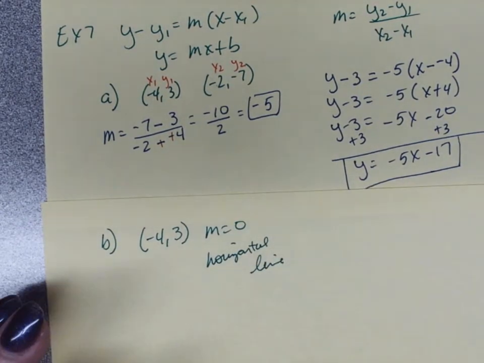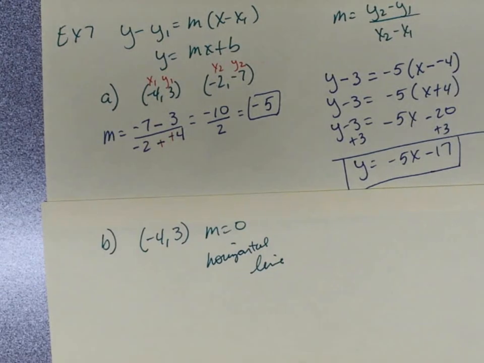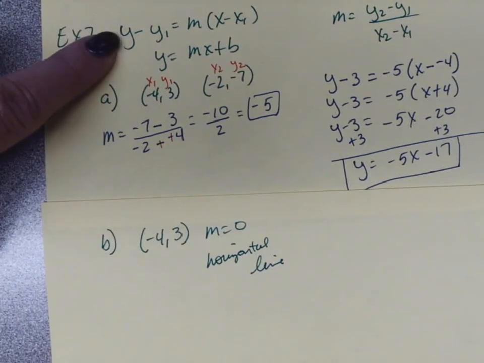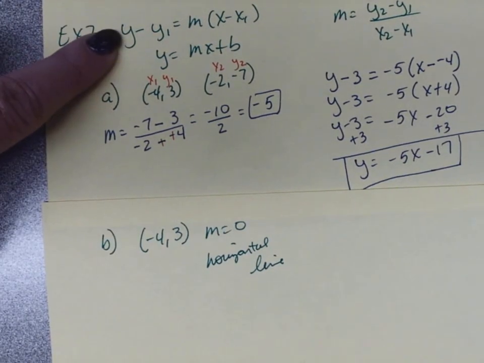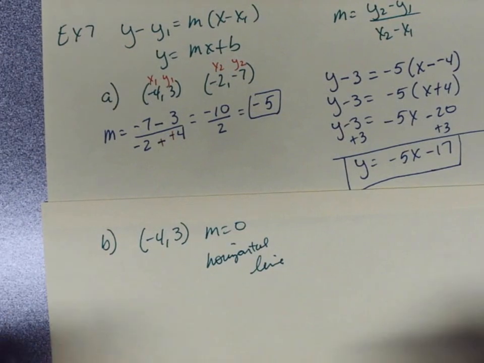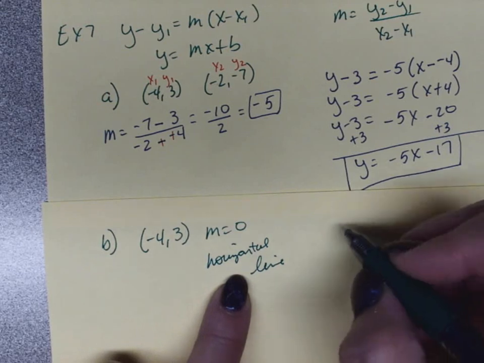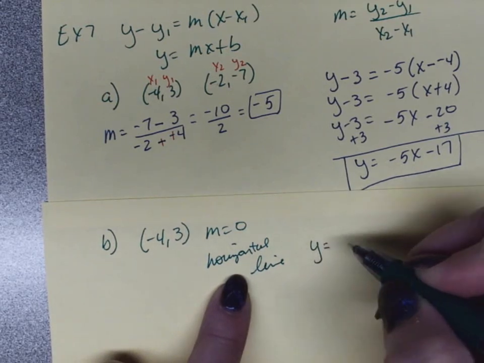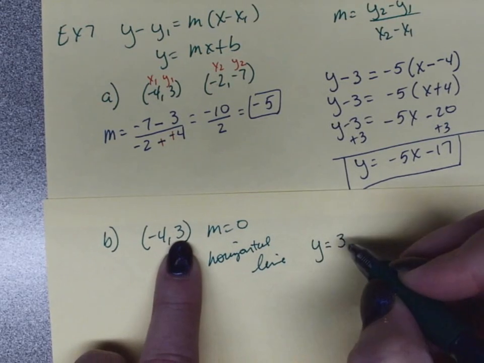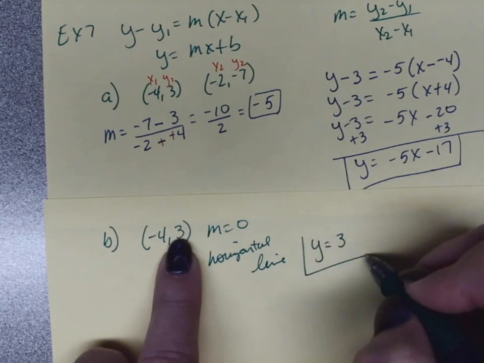Now you can plug it all into the y minus y1 if you want to. You can plug it into that, and that would all equal 0, because anything times 0 is 0. Or if you understand that the slope is 0, it's going to be a horizontal line. And a horizontal line is y equals, and our y value is 3, so it'd be y equal to 3.